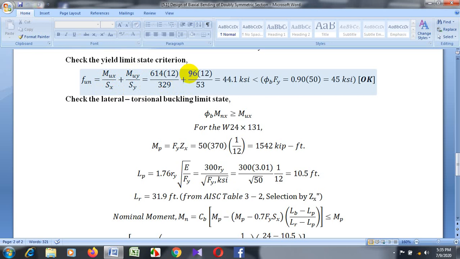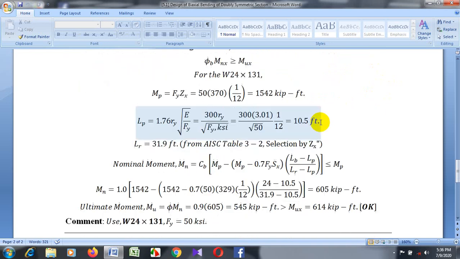Just input the values. The y direction section modulus comes from the AISC LRFD chart, and this value is 44.1 KSI. This value must be less than the capacity, phi Fy, which is 45 KSI. So 45 KSI must be greater than 41.1 KSI. So this condition is okay.